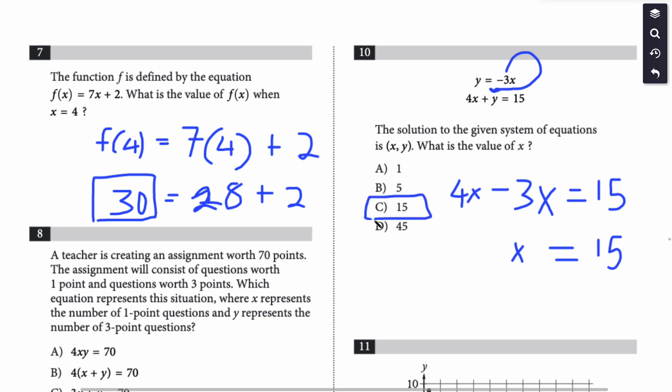So these are the first 10 problems of the digital SAT math section. And we'll continue next time we pick up.